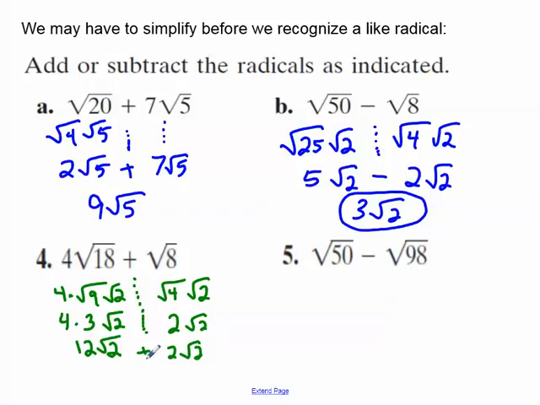Now I've got a plus sign between them. 12 square root of 2 plus 2 square root of 2 gives me, they are like radicals, so I can add them up. 14 square root of 2. Done.